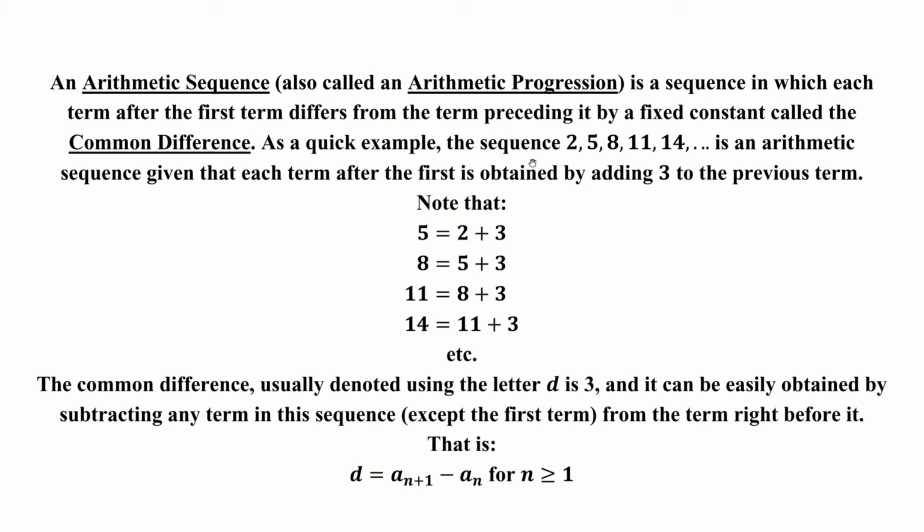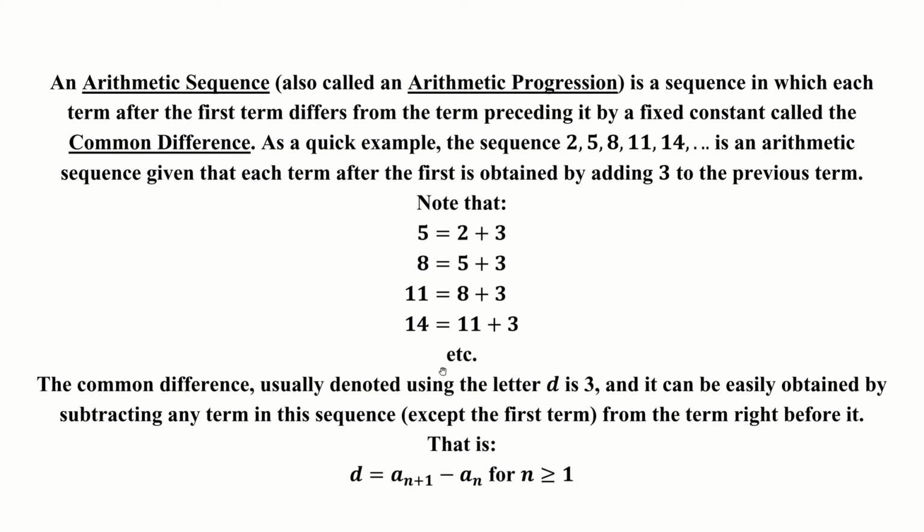As a quick example, the sequence 2, 5, 8, 11, 14, etc. is an arithmetic sequence given that each term after the first term, which is 2, is obtained by adding 3 to the previous term. Note that 5, for example, which is the second term, is 2 plus 3, which is basically the first term plus 3. The third term, which is 8, is 5 plus 3, which is basically the second term plus 3, etc.